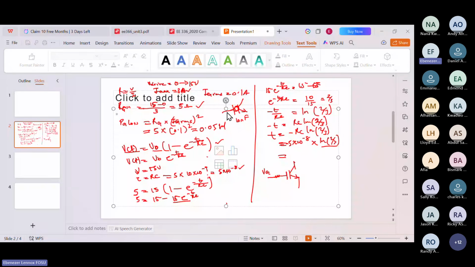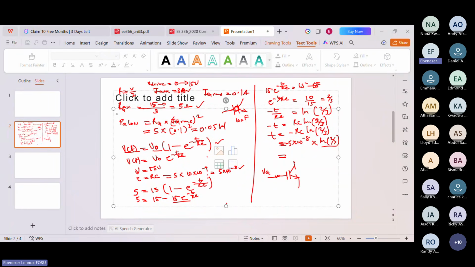When it gets to 5 volts, that is when the IGBT will be turned on, right? Because that's the threshold voltage. So we want to see how long it will take for the IGBT to turn on. Since there is a capacitance, we need to look at the charging voltage of the capacitance. So I wrote two formulas here.